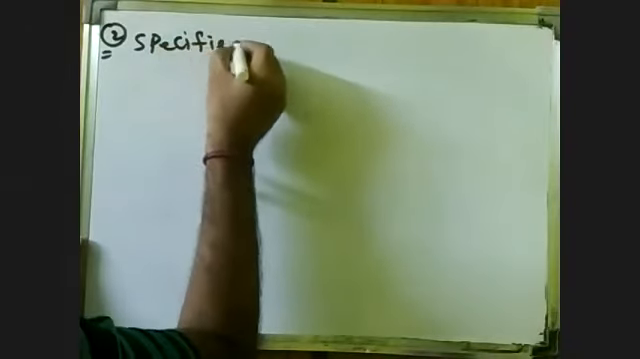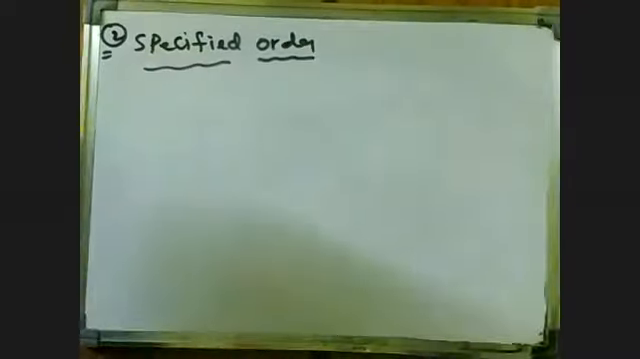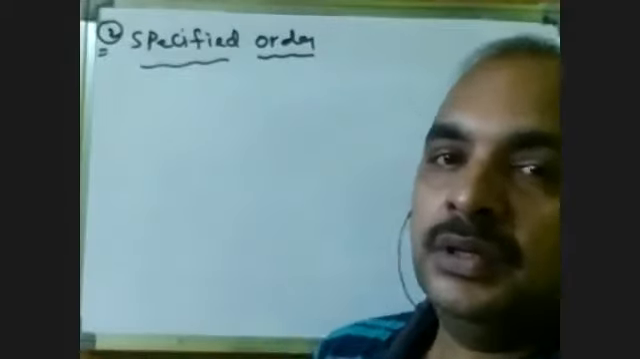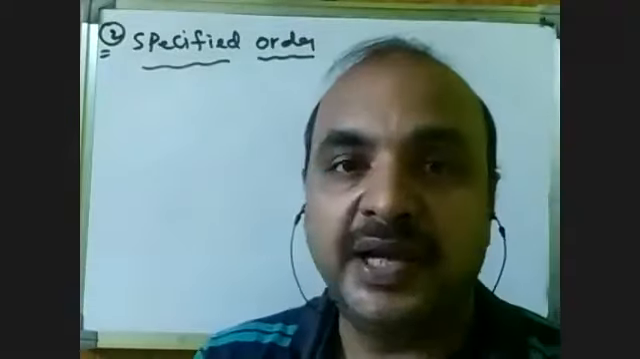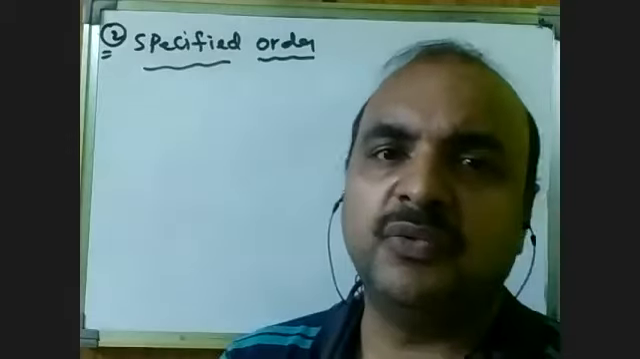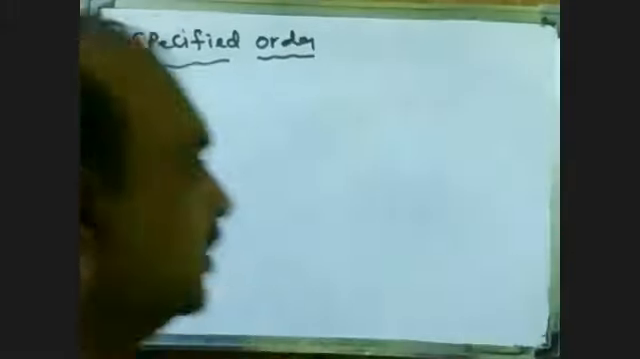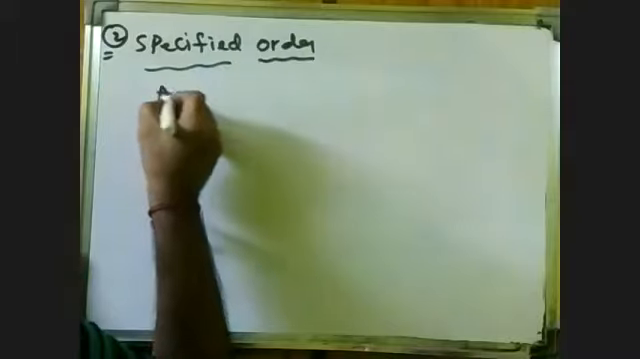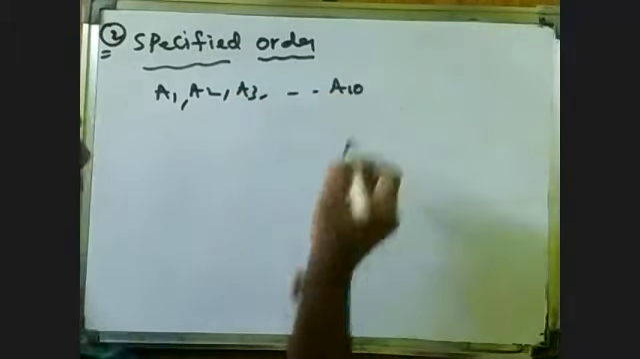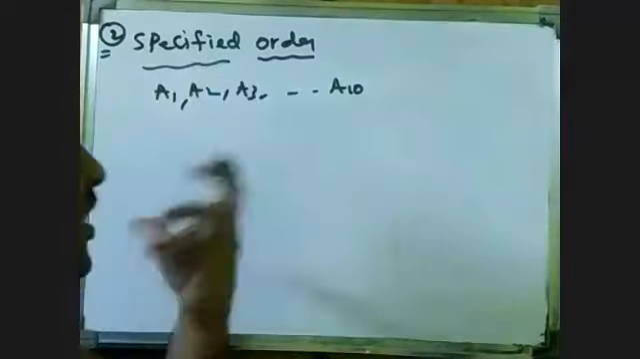What do you mean by specified order? Yes, let me explain about the specified order in detail. You see, there are 10 students, A1, A2, A3, and so on. Consider A1, A2, and so on, up to A10, 10 students in a class.